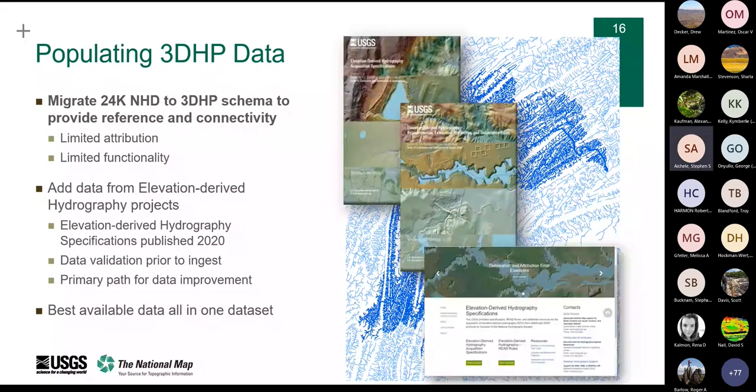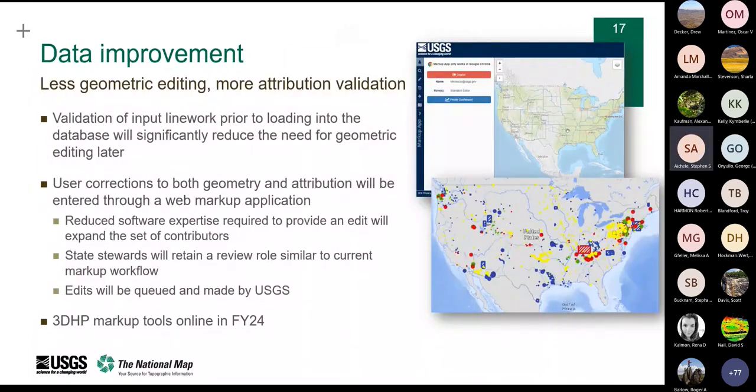And all the documentation for these elevation-derived hydrography projects is online. In terms of data improvement, again, we're doing all the geometric validation up front. So we expect to have substantially less editing required going forward. But there probably will be editing. Something will be wrong, something will change, something will need to be updated.